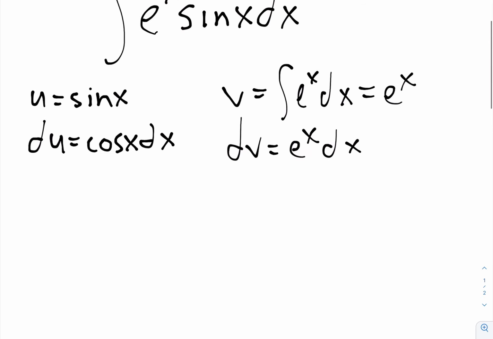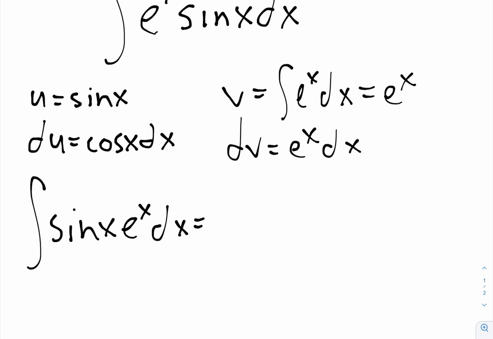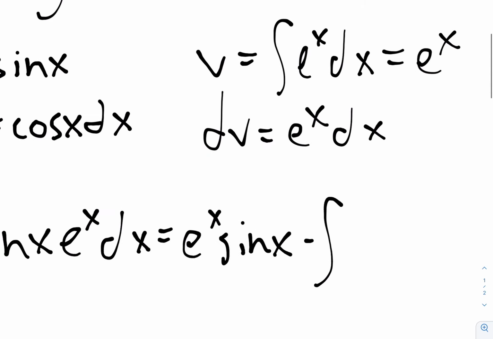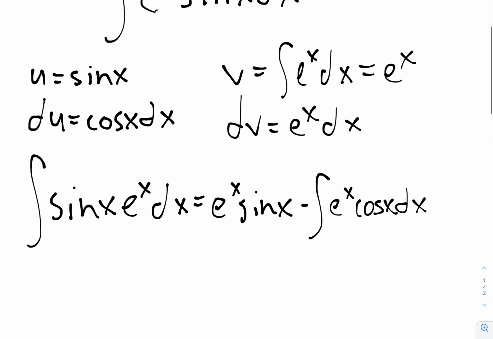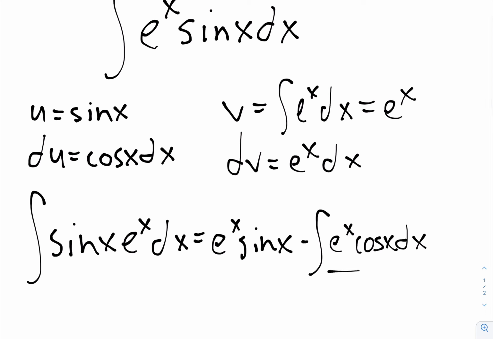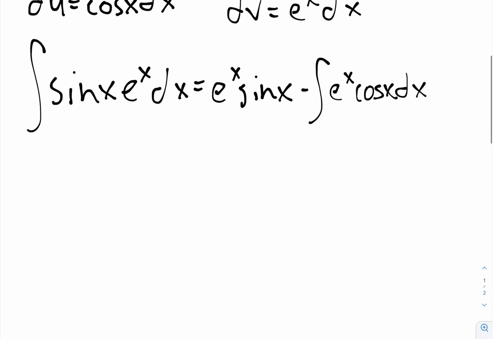I'm not going to write out the actual formula because we've done it a few times here, but it's going to be the integral of u dv, so sine x e to the x dx, equals u times v, so e to the x sine x, minus the integral of v du, so e to the x cos x dx. Okay, so we always look to see if this second integral is getting any harder than what we started with. It might not be getting easier, but as long as it's not getting harder, we're going to be able to trek onwards here.